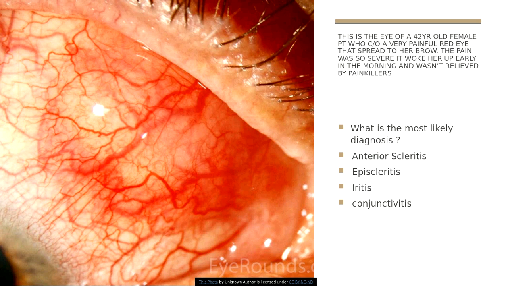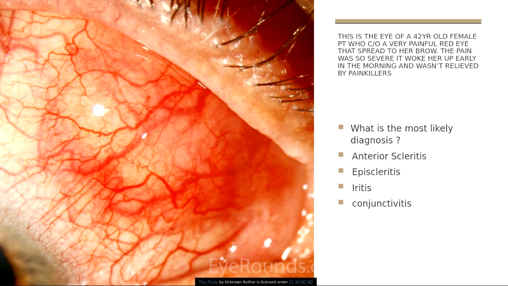If the patient comes to you with a painful red eye, you're trying to decide, is this a conjunctivitis? So you think of all the different things that could give you a red eye. Is this a conjunctivitis? Is this an iritis? Is this an episcleritis? Is this a scleritis? Conjunctivitis and episcleritis usually give you discomfort, usually very mild discomfort. Very rarely do patients come with severe pain.